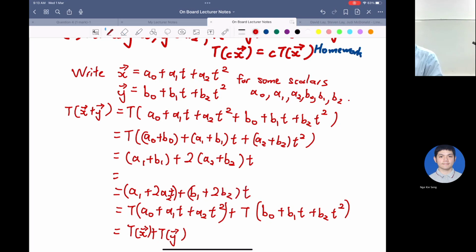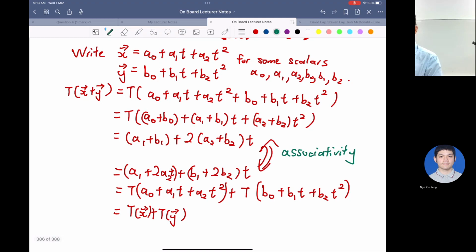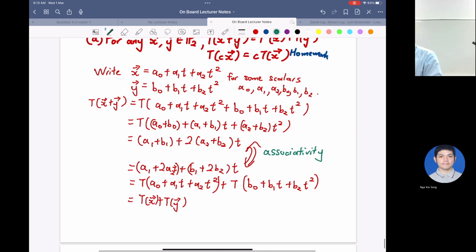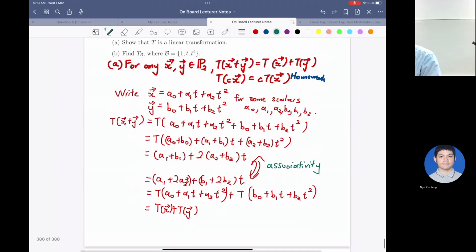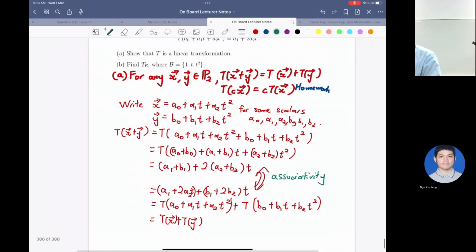Are they equal? Yes, they are equal, by associativity. Associativity is kind of important every time you see it. So this is true by associativity, so it is closed under vector addition. Next you can show that it is closed under scalar multiplication.